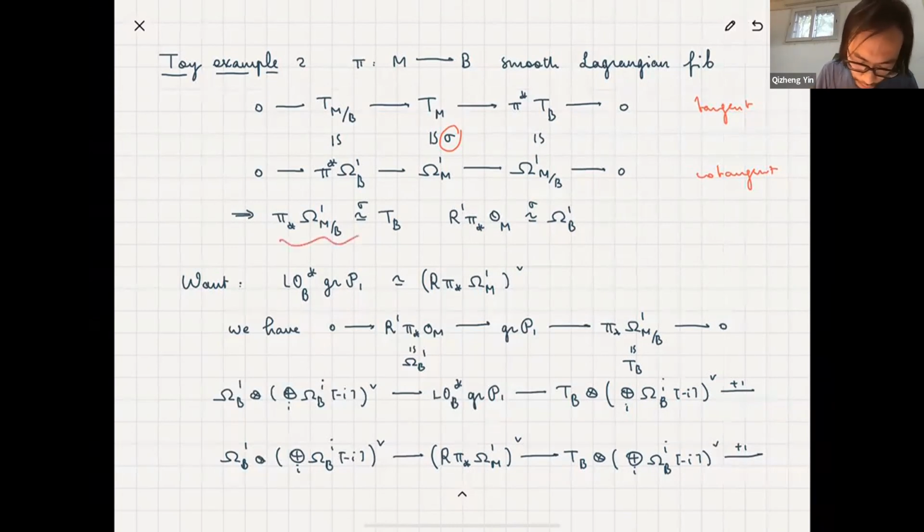And the consequences will be that if you do push forward of the relative omega^-1, you get the tangent of B, and if you do the R^1 push forward of O, you get the cotangent.